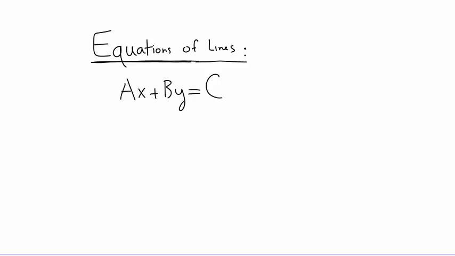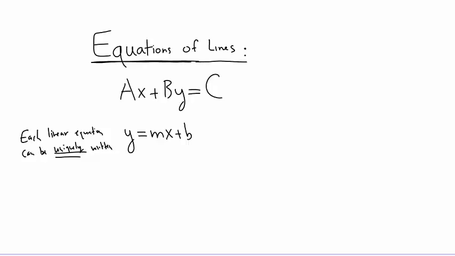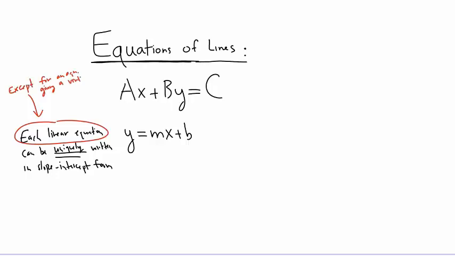It turns out that we can rewrite this equation into this form in a unique way. So each linear equation can be uniquely written in slope-intercept form. There's only one exception to this fact. The only exception is for an equation graphing to a vertical line.